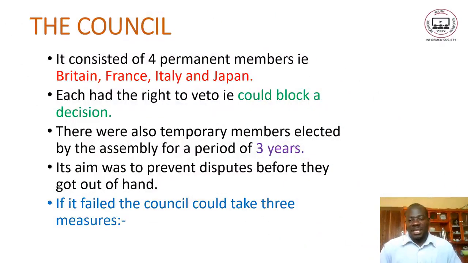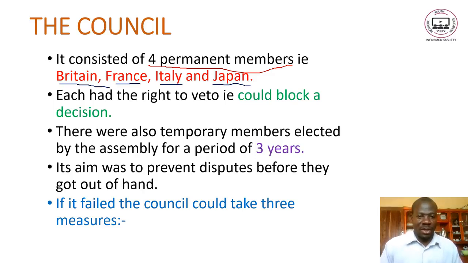Now, let's look at the council. We just mentioned the council shortly. So this organ consisted of four permanent members. And who were these members? There was Britain, there was France, there was Italy, and Japan. So these were the 4 permanent members.